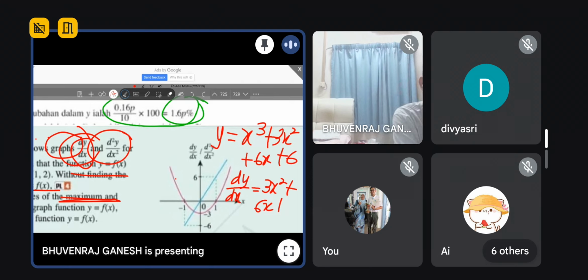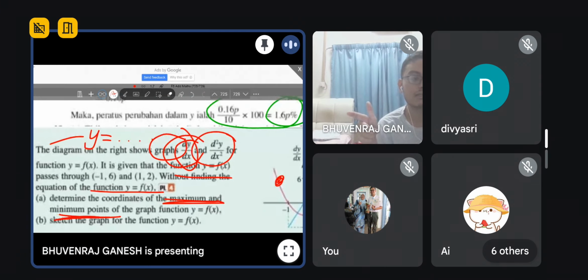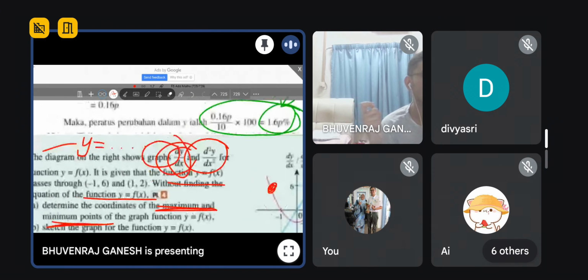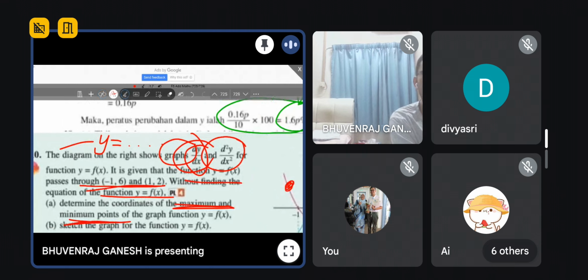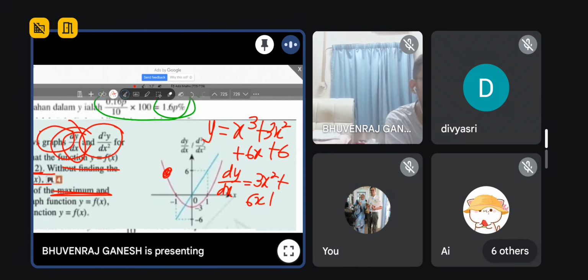Okay, this is going to be your maximum. It's not shown in the diagram. You must know how to get it. But one thing that can help you, if you struggle, you can think of it like this. This information, can you see, guys? The function fx, they already tell you it passed through -1, 6 and 1, 2. So it means that I can plot the points. Let's say these are the 2 points.